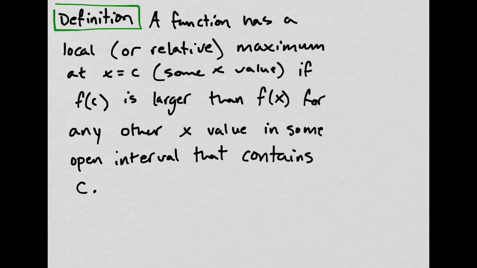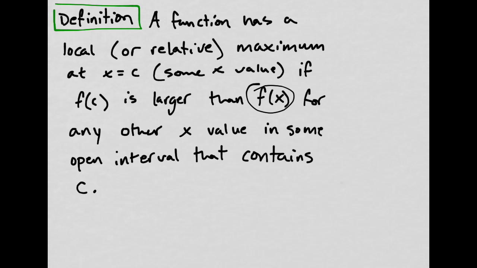A function has a local or relative maximum at x equals c, which just means some x value, if the y value when you plug in c, remember that's what that means, or f of c, is larger, so that y value is the largest y value, larger than any other y value for any other x, right? Because you're plugging in x's to get y values. So a function has a local maximum at some x value if at that x value you have the largest y value in some open interval that contains c.